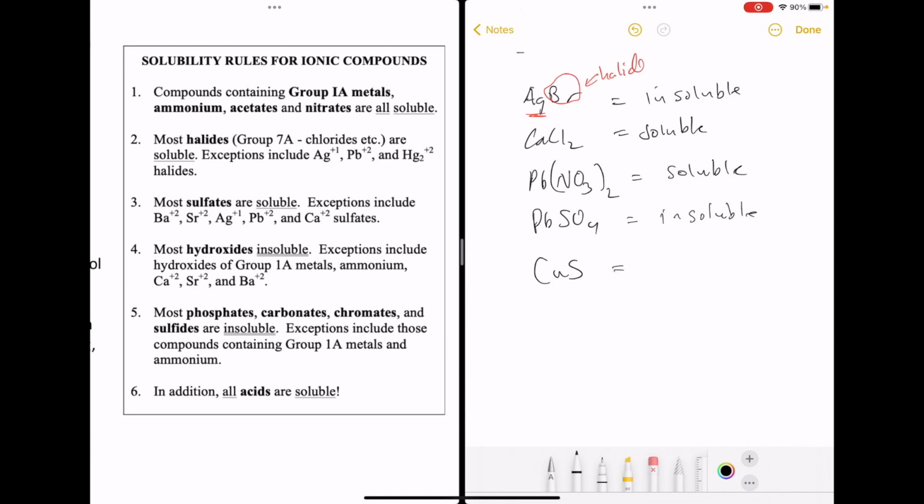Lastly, copper(II) sulfide. Rule number 1 doesn't apply. Rule number 2 doesn't apply. Rule number 3 doesn't apply because this is sulfide, not sulfate. Rule number 4, hydroxides, doesn't apply here. Rule number 5, most phosphates, carbonates, chromates, and sulfides are insoluble. So we have sulfides here, so it should be insoluble except if it includes one of these, group 1A metals or ammonium. Well, copper is not a group 1A metal. It's also not ammonium, so therefore this is insoluble. So hopefully that helps you in using the solubility rules to predict the solubility of compounds.